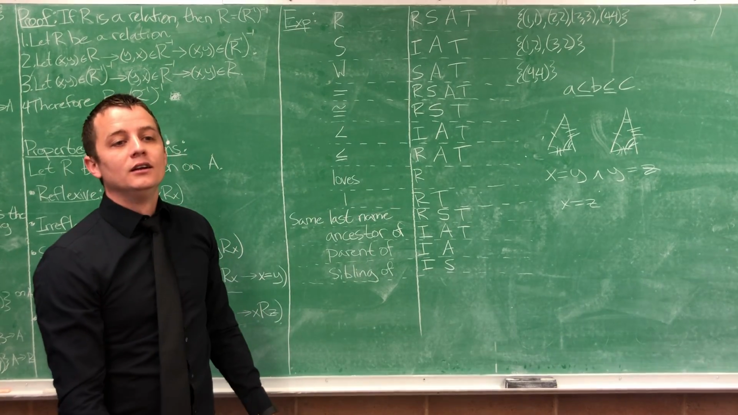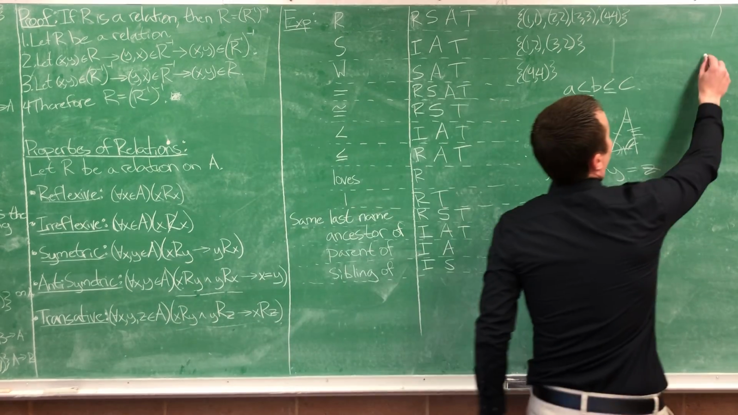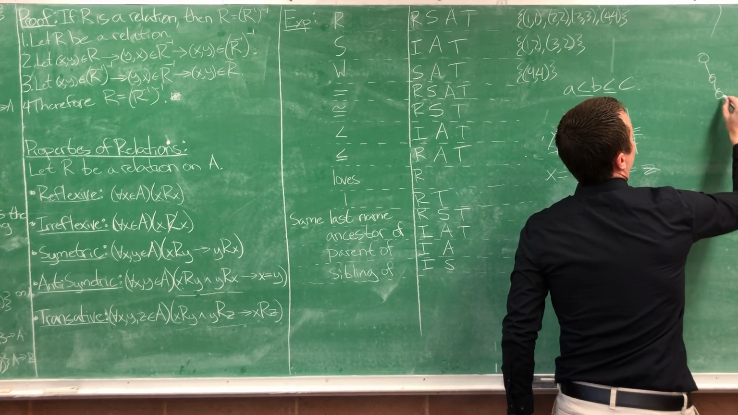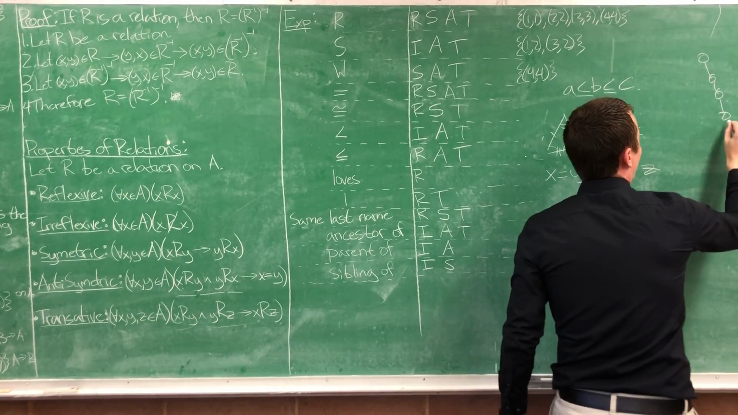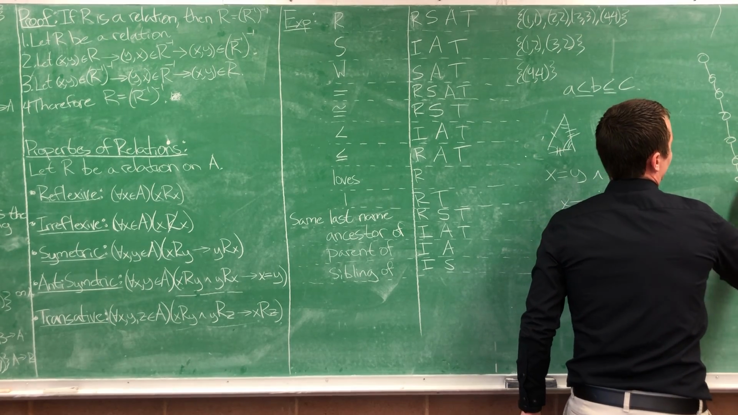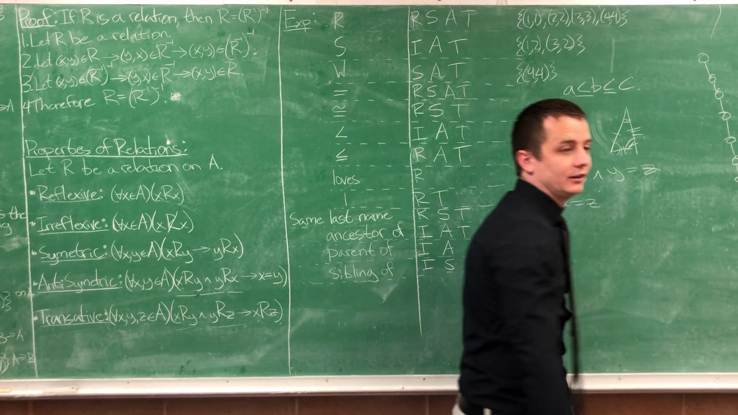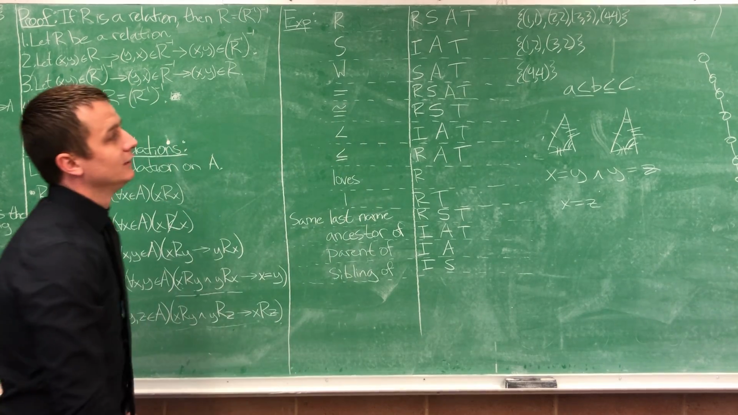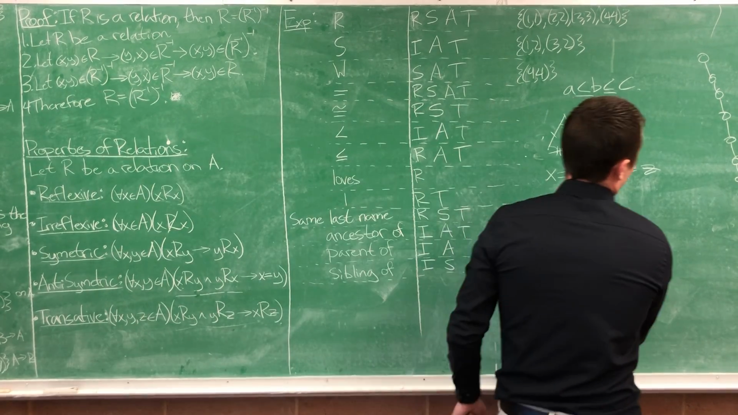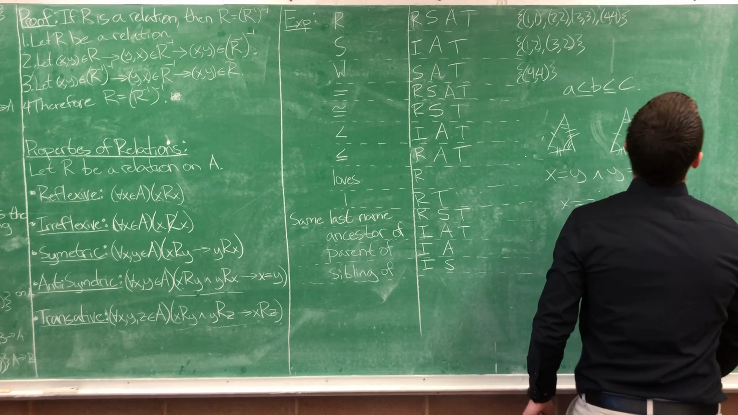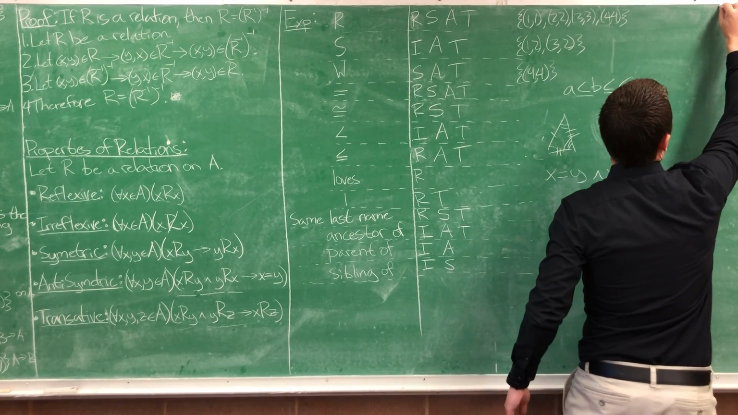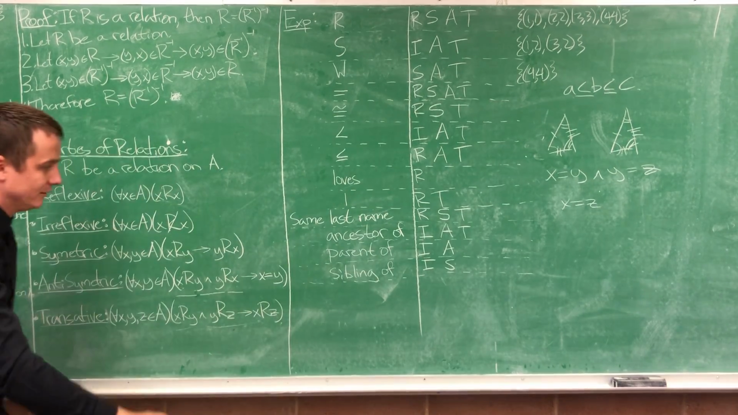If I'm an ancestor of Bob's parent, Bob, and Bob's an ancestor of Frank, am I an ancestor of Frank? Yes. Shoot, we probably went off the screen with that illustration. That was my big one. Maybe not. Okay, anyways.